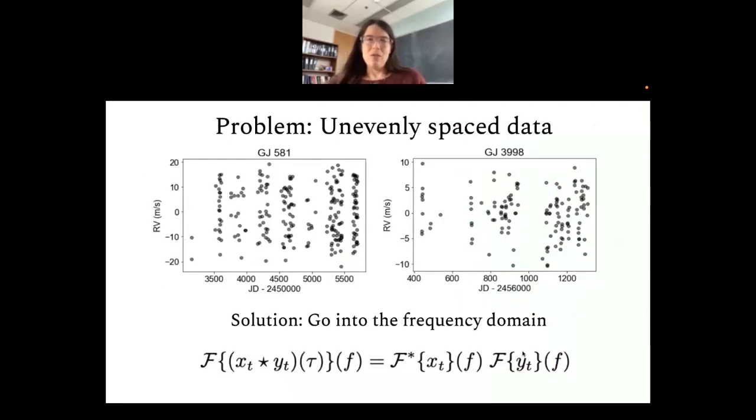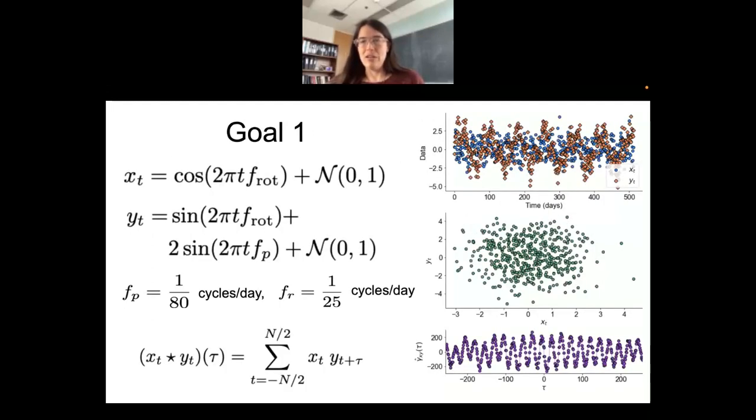So that's great, but we have a problem when we are observing from the ground, which is that our data sets are unevenly spaced. You can see a couple of radial velocity time series here for a couple of M dwarfs. What you'll notice is that the time intervals between the observations are uneven, whereas this toy model I generated has just a delta t of 1 day.